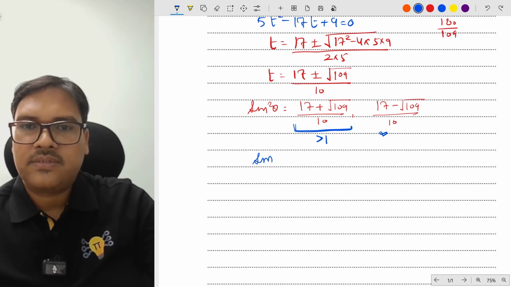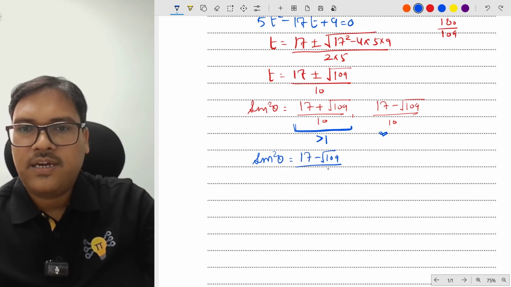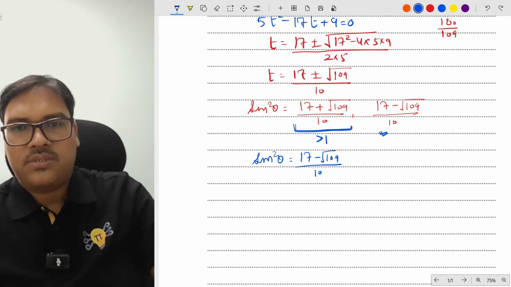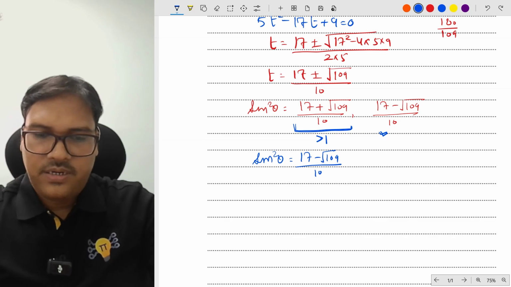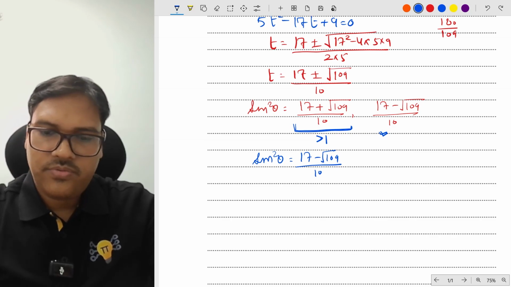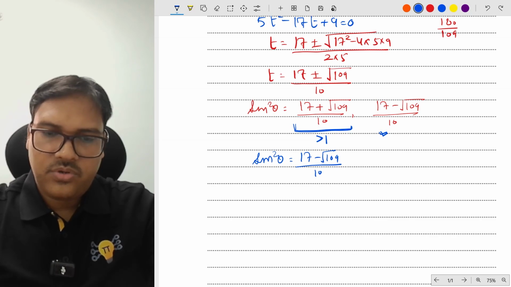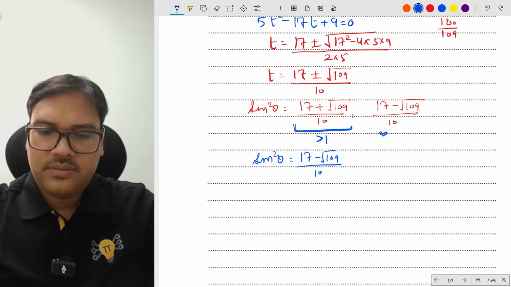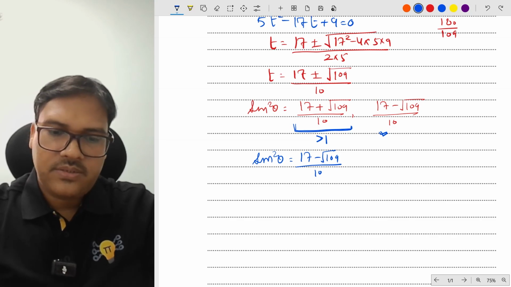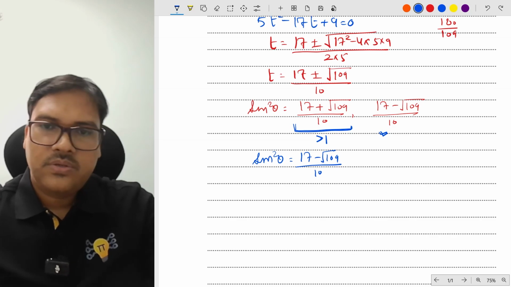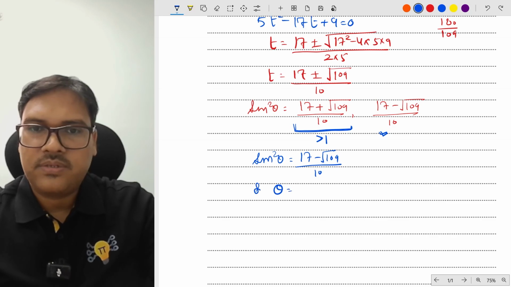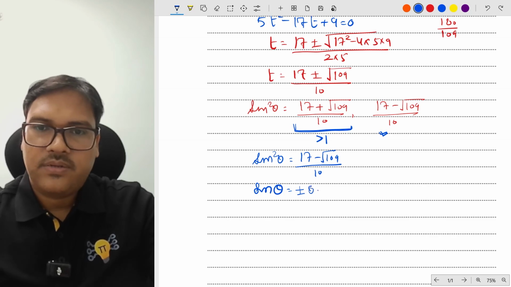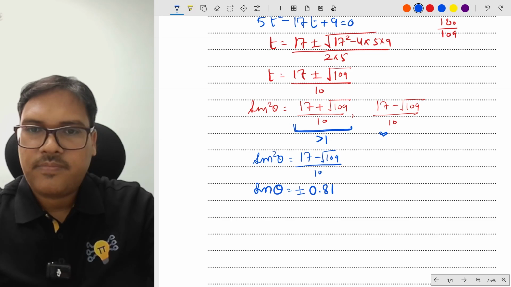So sine squared theta is equal to 17 minus root of 109 divided by 10. Let me just write the value: 17 minus root of 109, divided by 10. And now take the square root of the answer. You will find sine theta, after removing the square, will become plus minus 0.81.